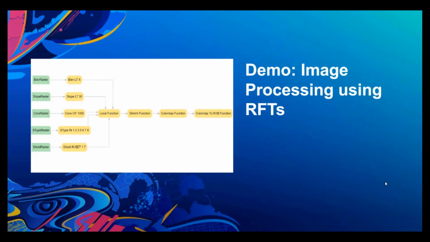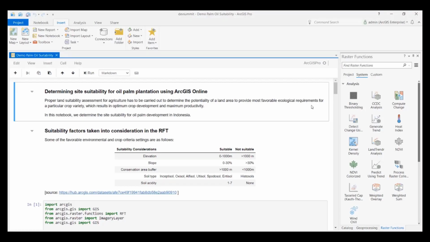Let's go ahead and take a look at this in action. In this demo, we will determine the site suitability for oil palm plantation in Indonesia. Proper land suitability assessment for agriculture must be carried out to determine the potentiality of a land area to result in optimum crop development and maximum productivity. We will be performing this analysis using 5 suitability factors, which are elevation, slope, conservation area buffer, soil type, and soil acidity. Taking all these factors into consideration, I have already created the RFT.